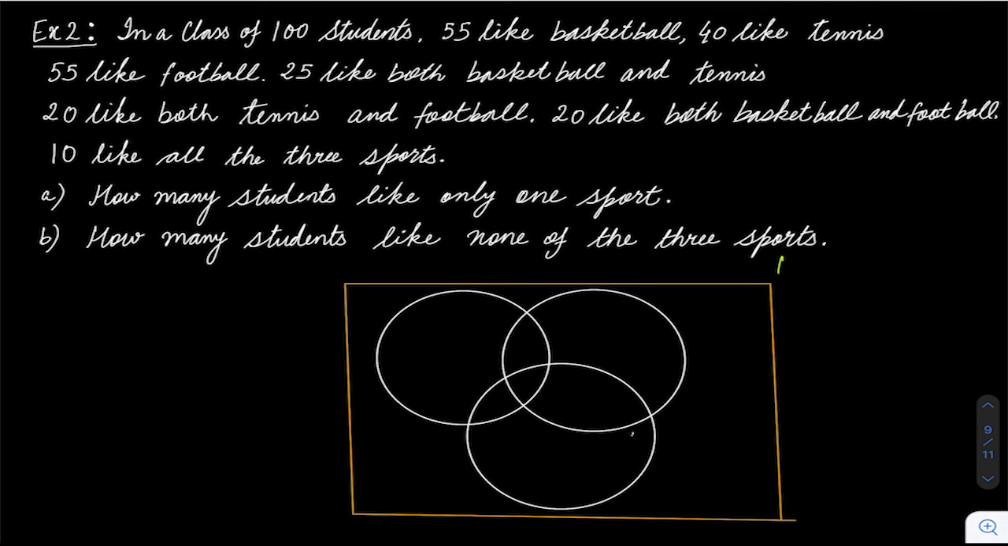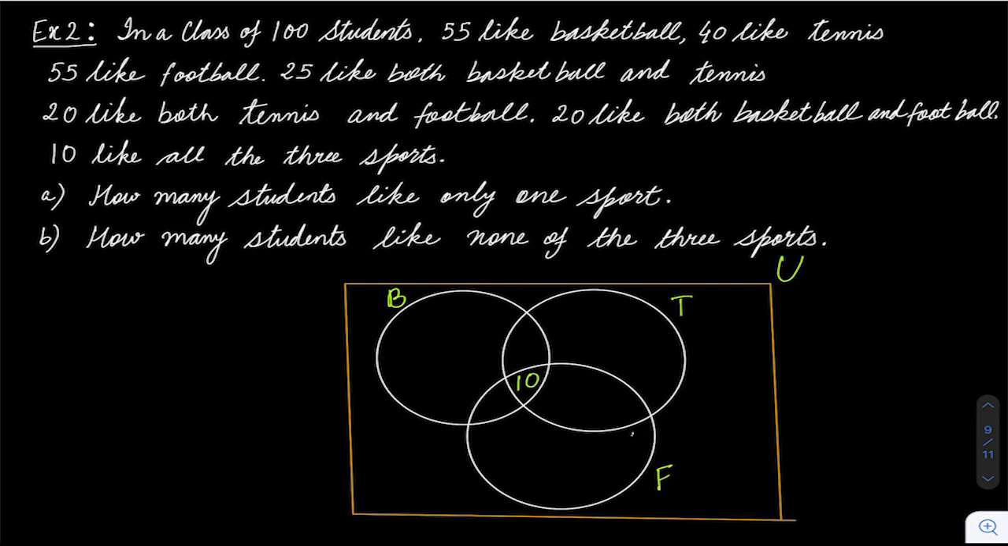Okay, let's see. So we know the universal set contains 100, because it is a class of 100 students. So the universal set total is 100 students. 10 like all the three sports, so this part should be 10, because this is common in all three sets. Let's first take this as basketball B, this set as tennis T, and football F.